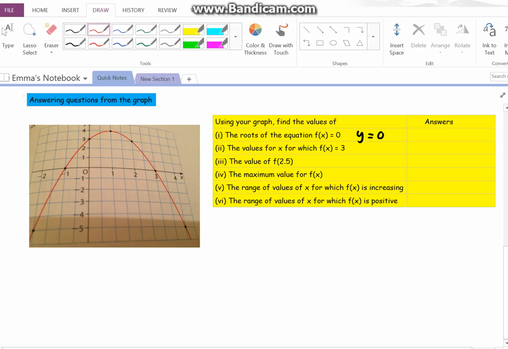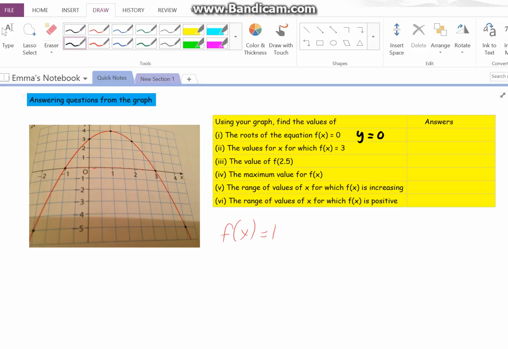So what we'll do is we go across to where it meets the graph, okay? And the reason we do that is because if they said f of x was equal to 1, so where y is equal to 1, you go to where y is equal to 1 and you go across and then read down. So this is the exact same thing. So this time you're going to where y is equal to 0, going across and reading your graph.